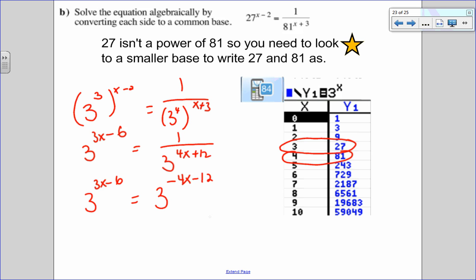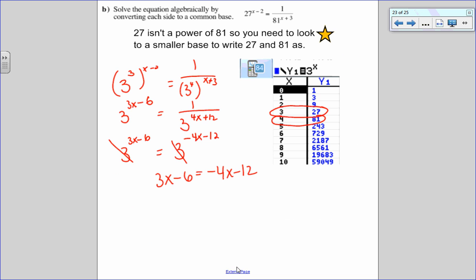So now that they're the same on both sides, I drop my base and I get 3x minus 6 equals negative 4x minus 12. And then I add 4x to both sides, getting rid of that. So I get 7x. And to get x on one side now, to get the number on the other side, I add 6 to both sides, and then I divide both sides by 7. So my answer should be x equals negative 6 over 7.